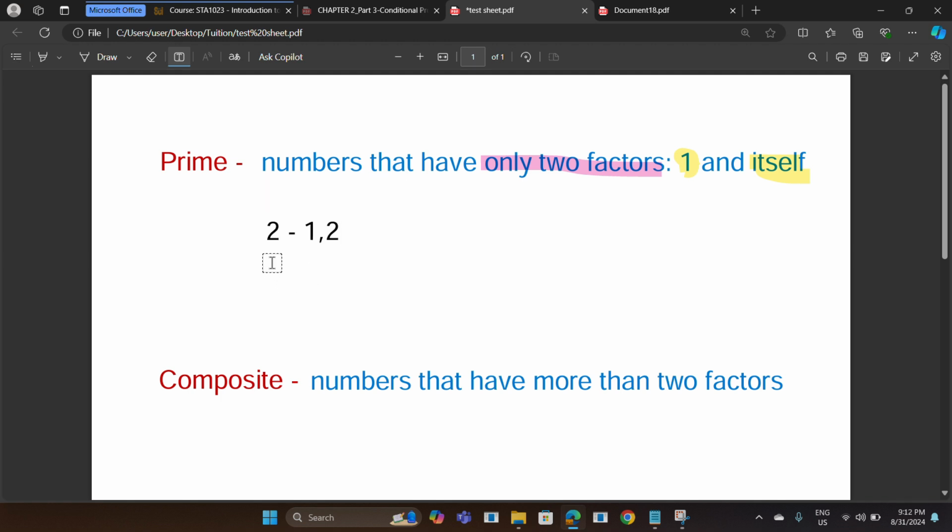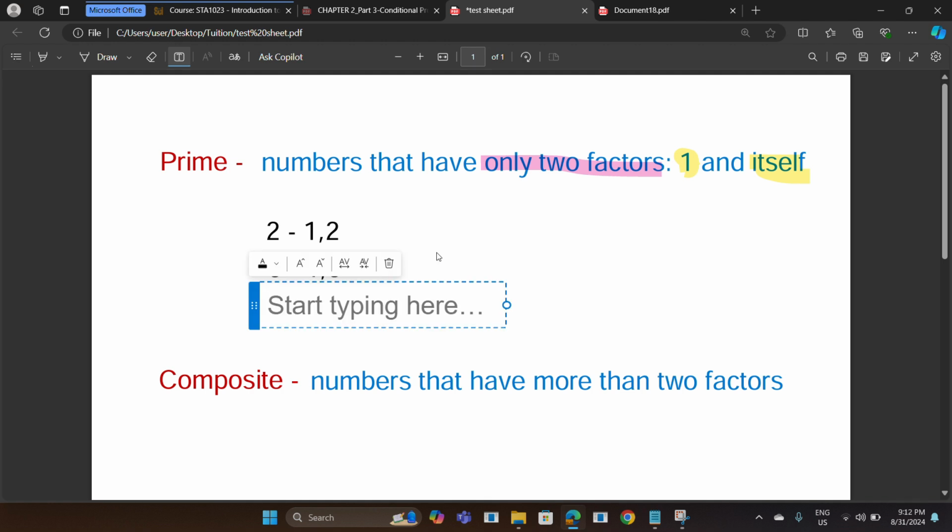Let's take another example. Number 3. 3 has 1 as a factor because we can divide 3 by 1. And also we can divide 3 by itself. There are no more factors. Okay. Number 3 has only 1 and itself. Because of that, 3 is also a prime number.